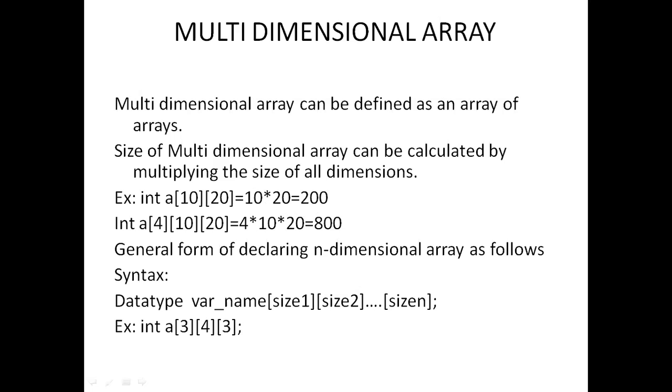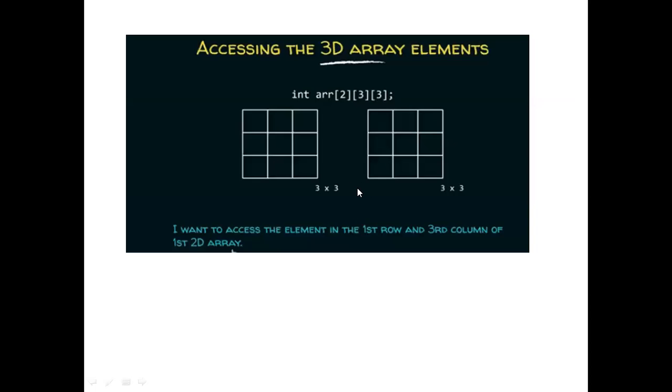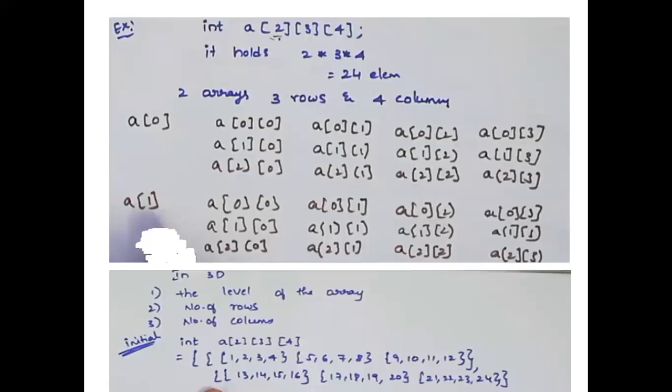Now, to understand this in a more elaborated way, I will be sharing another example here. You can see here int a of 2 comma 3 comma 4. How many elements will I be getting? 24 elements. For index a of 0, what are the combinations I will be getting? In a of 0, you can see here a of 0, 0, 0, 1, 0, 2, 0, 3.